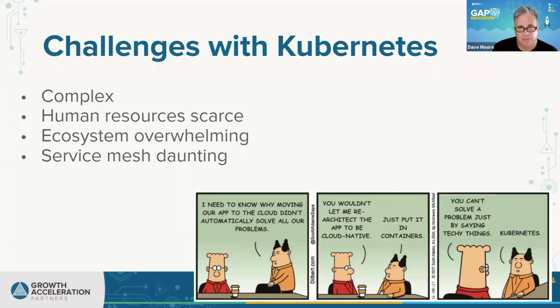So when we start talking about the number of options that are available and the service mesh and the things that you have to figure out and you have to stitch together yourself, those are really, really overwhelming. And there's a funny Dilbert. I need to know why moving to the cloud didn't automatically solve our problems. You wouldn't let me re-architect it, just put it in containers. And then he finally just says Kubernetes.